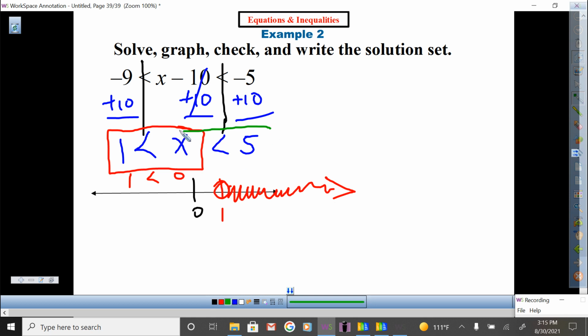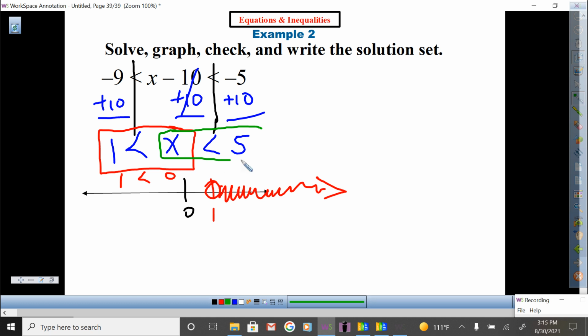Next, the second part in green. X less than 5. So 5, let's say it's over here. It's also an open point. I'm going to test 0 again. Is 0 less than 5? Yes, that is true. So that means I'm going to shade towards 0. And what do you guys notice? They overlap. Tell your neighbor possible solutions for this inequality.